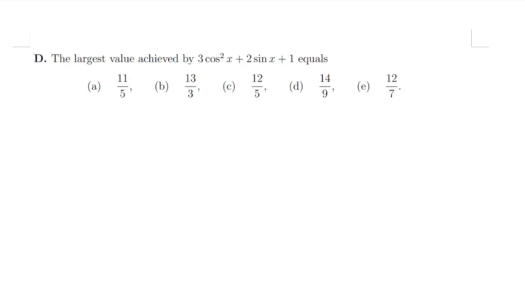Okay, question D: the largest value achieved by 3 cos squared x plus 2 sin x plus 1 equals how many? Okay, I suppose we've seen this lots of times at this point, right? I mean, in previous papers, this also exists. Yeah, lots of trig and quadratics. And the trick is always to complete the square, and then you go from there.